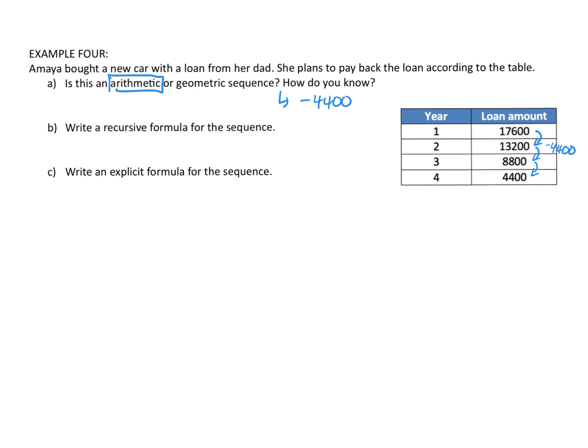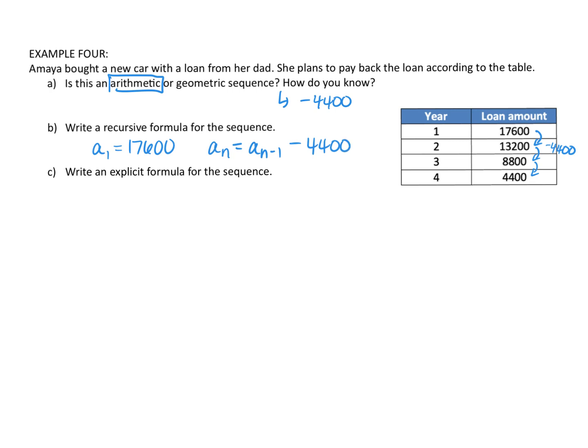There's a common difference. So the recursive rule, this is the easier one, I think. I'm going to say a sub 1 is 17,600. And then to get the next term, you take the previous term and subtract 4,400. And that would give you your next term.